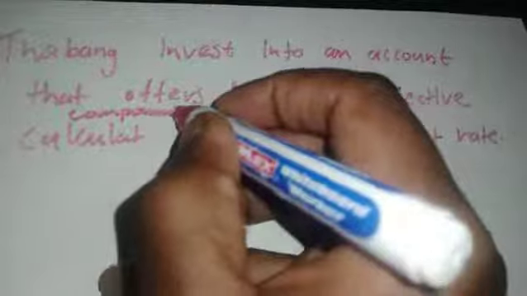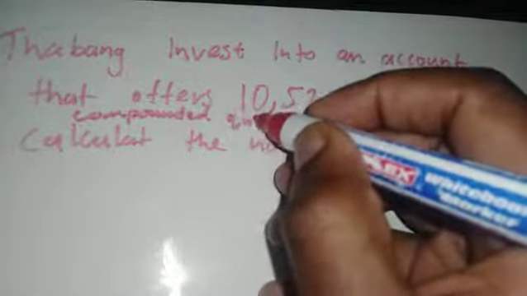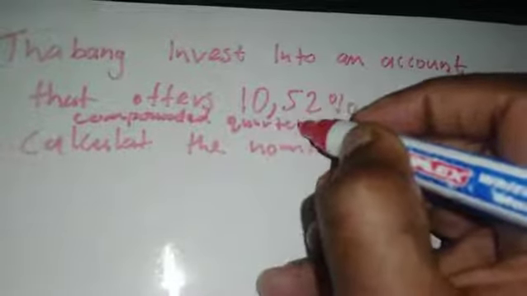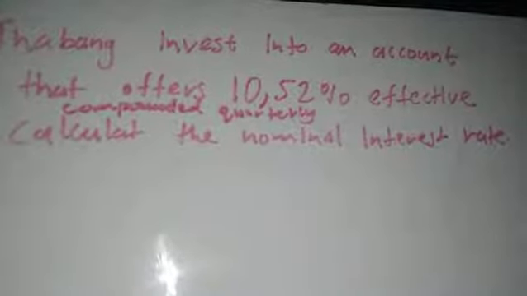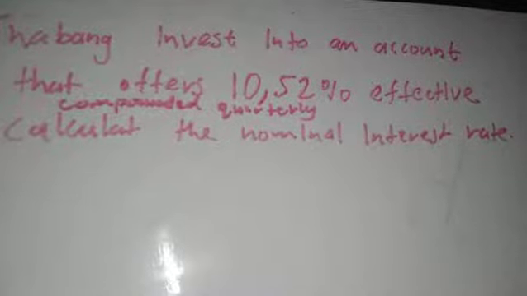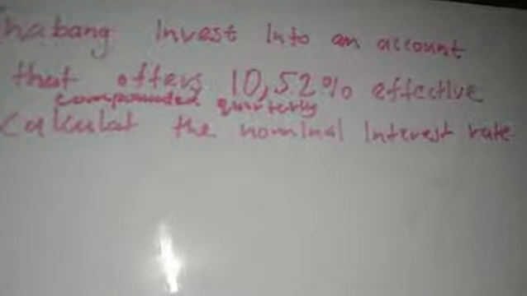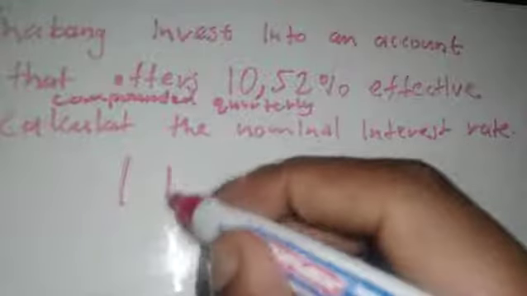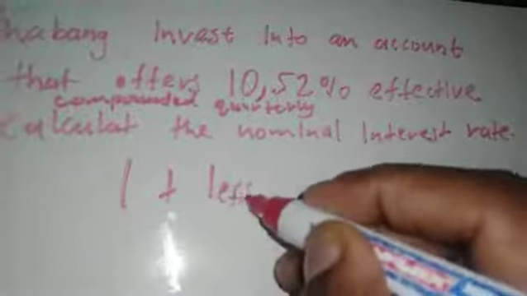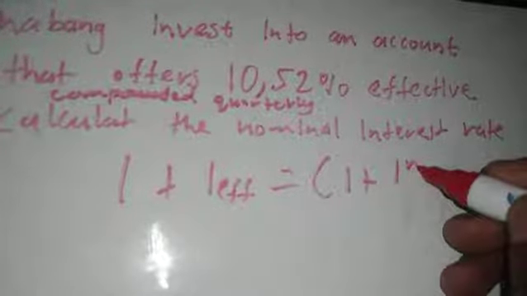Or let's just say quarterly. Tabang invested into an account that offers 10.52% effective compounded quarterly, right? Then they ask us to calculate the nominal interest rate. So how do we calculate it? Of course, the formula is 1 plus the effective interest rate equals 1 plus the nominal interest rate.